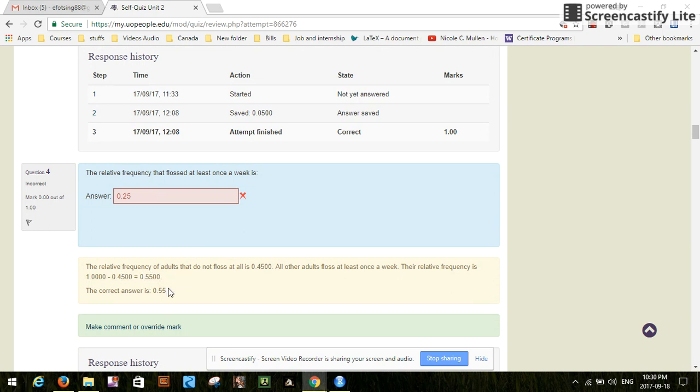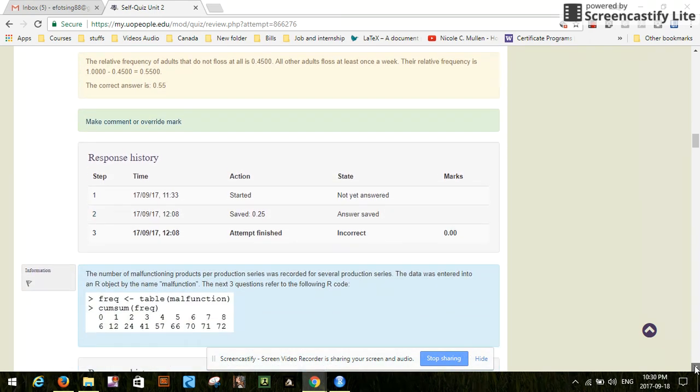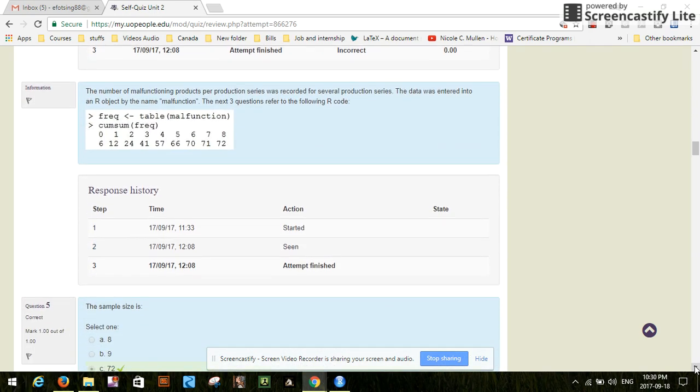Again, 0.55 would have been the sum of all the relative frequencies of the number of times that the adults floss at least once. So not 0, but at least once before the diagnosis. So that's the idea here. Now let's look at the next question.